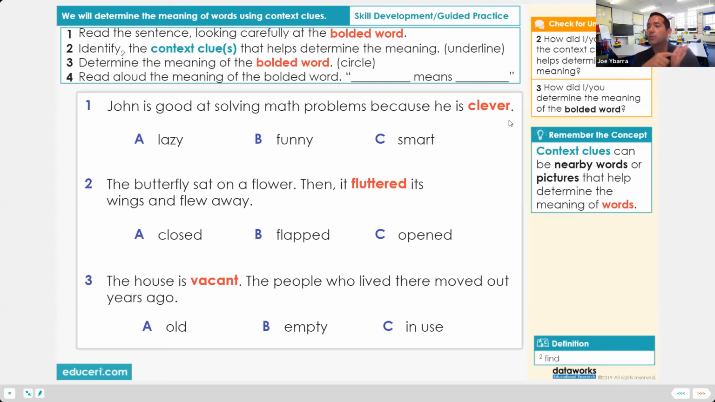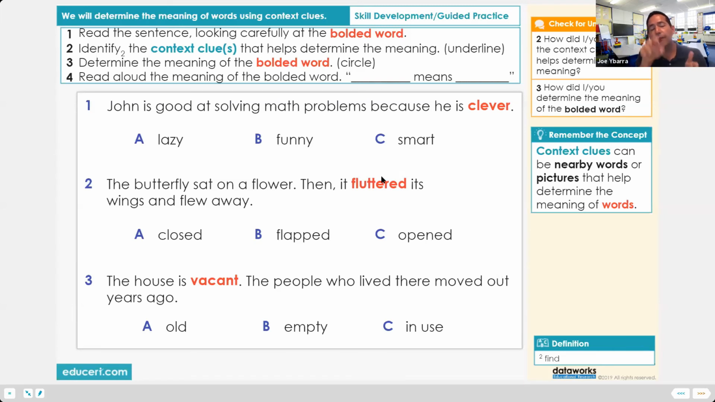Clever. That's my bolded word. Everyone, what's the bolded word? Clever. Let's all read this together. We're going to identify the context clues that help determine the meaning. John is good at solving math problems because he is clever. All right. Let's pretend I don't know what clever means. This lesson is not about knowing my answer, A, B, or C.